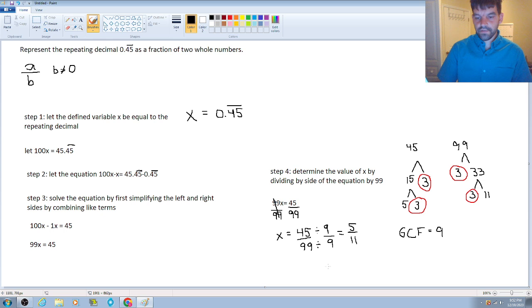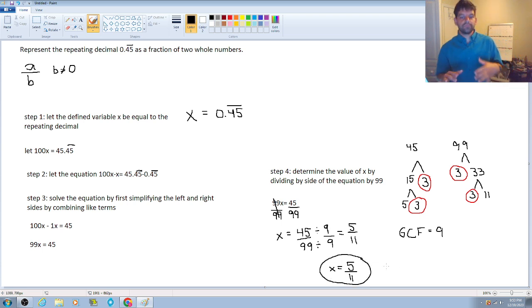So my final answer is going to be that x is equal to 5 over 11. And remember that one of your steps to the stages of approaching math problems is to check for validity and soundness, making sure that your answer makes logical sense.